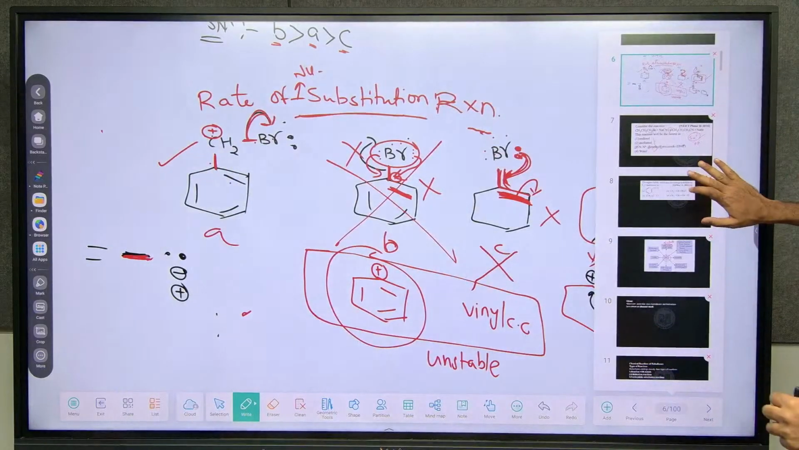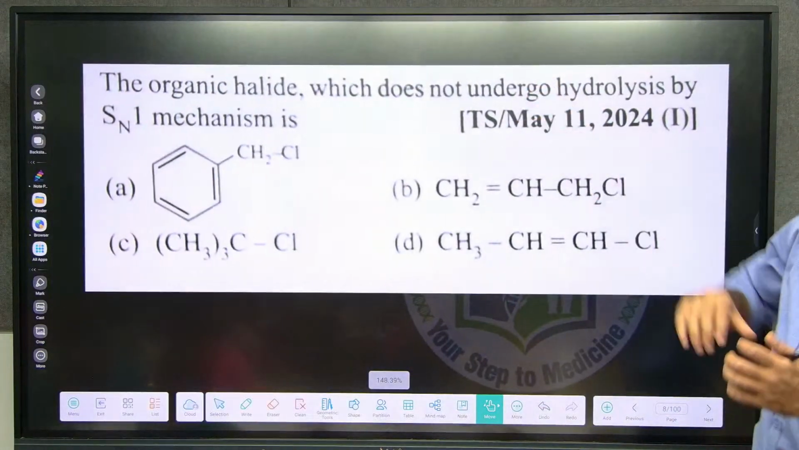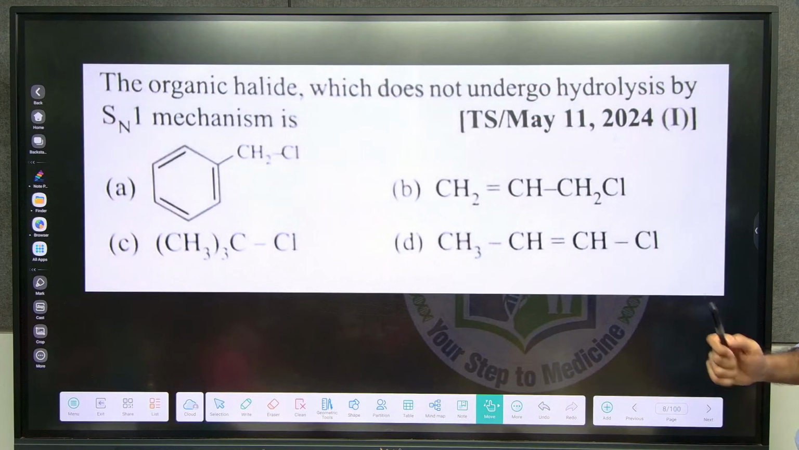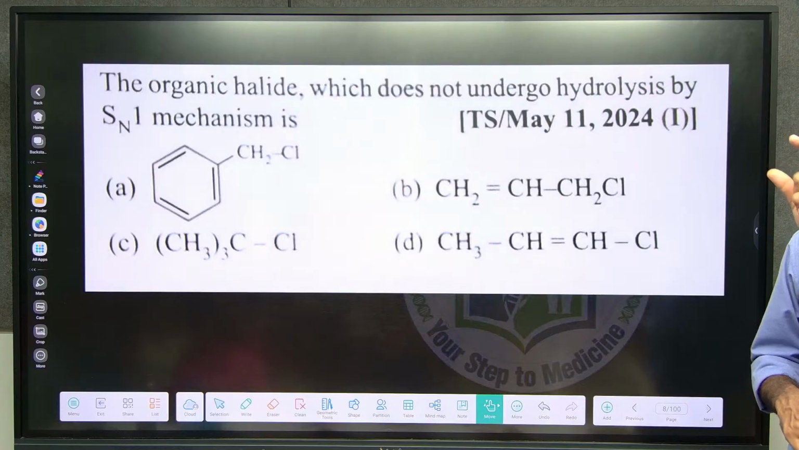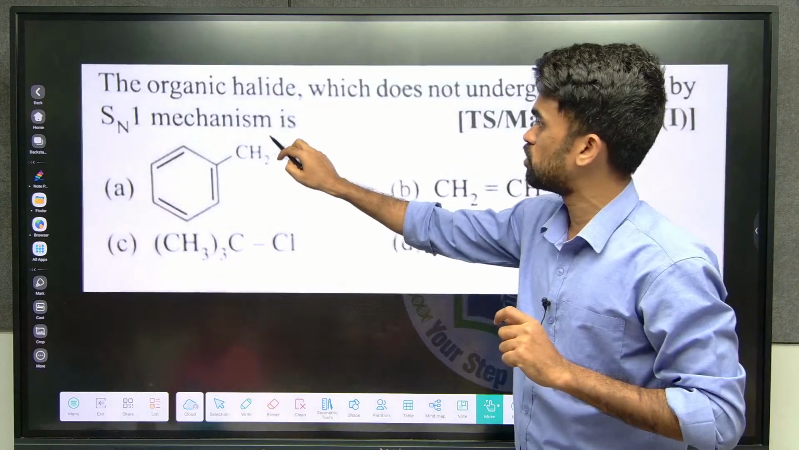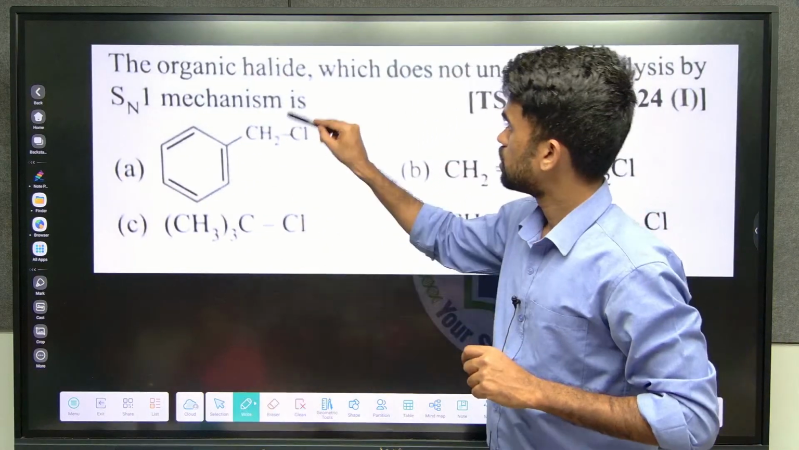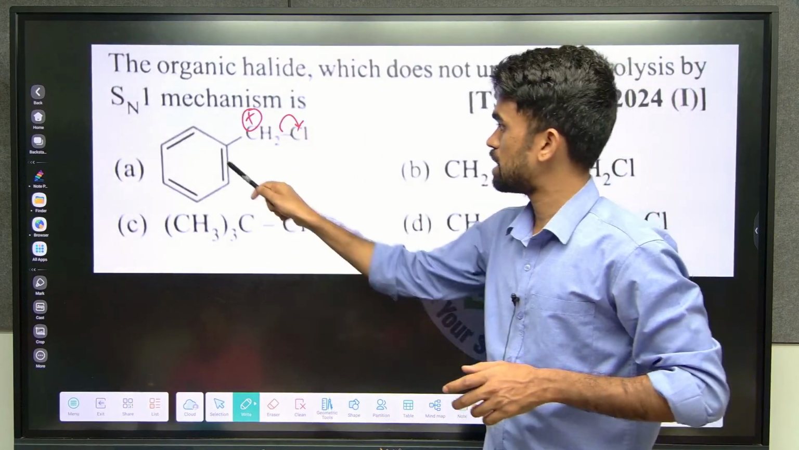Okay. Now look at this question. Once read that. Organic halides which do not undergo hydrolysis by SN1 mechanism. SN1 mechanism means what do we need to check? Stability of carbocation. SN1 means stability of carbocation. So carbocation stability, after removing this chloride you check. Positive charge. Will it be stabilized or not? You check.